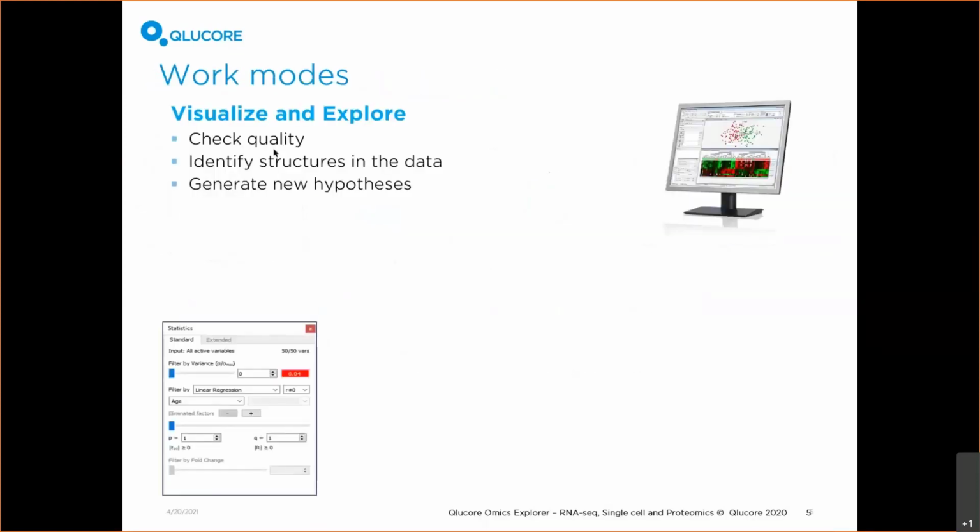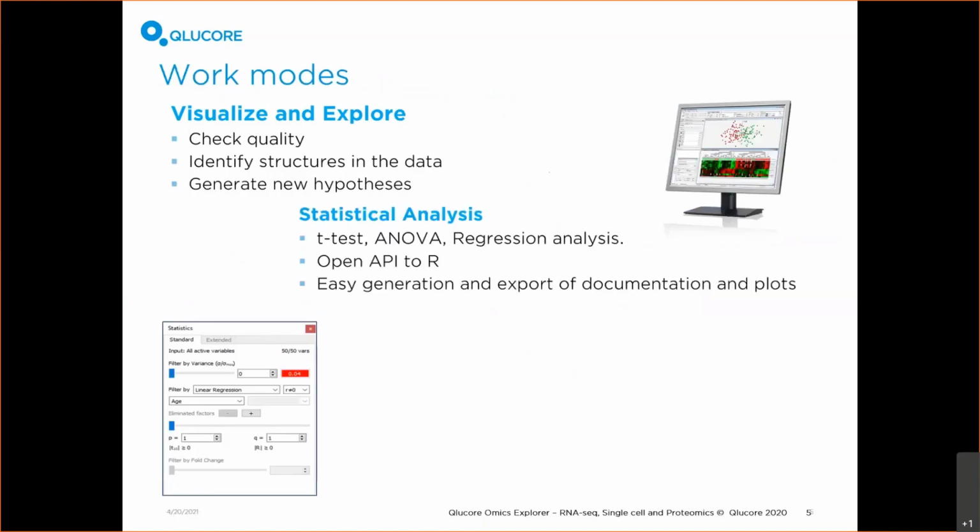To give you a quick overview, what the software can do is visualize and explore data, check quality, look for outliers, find structures in the data, and generate new hypotheses. We will have a closer look at this when we look at the single-cell data set. We will try to identify subpopulations of the cells. And when you have a hypothesis, you can perform statistical analysis.